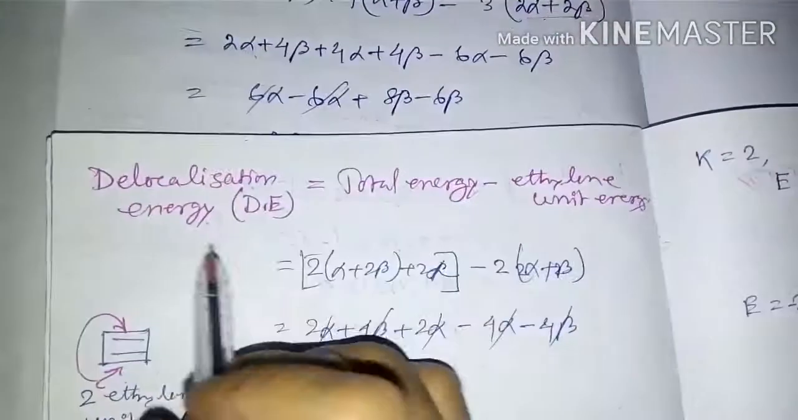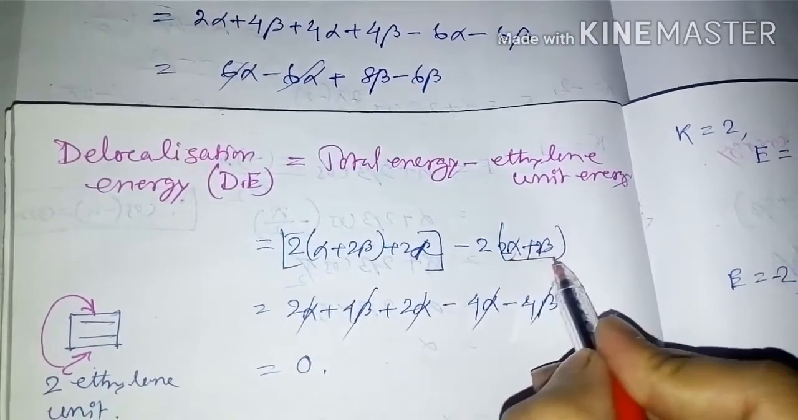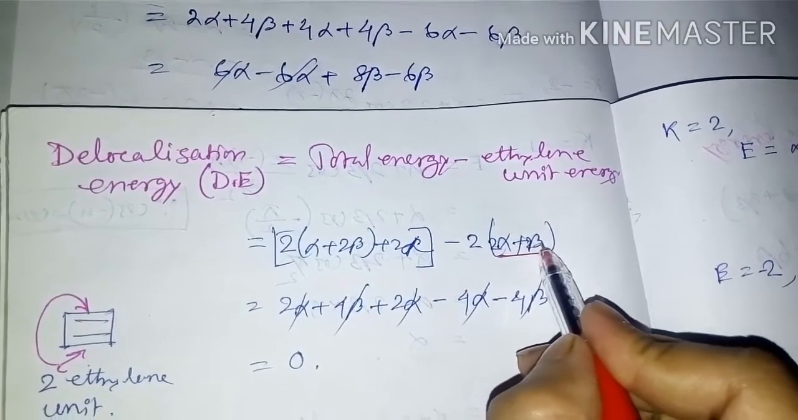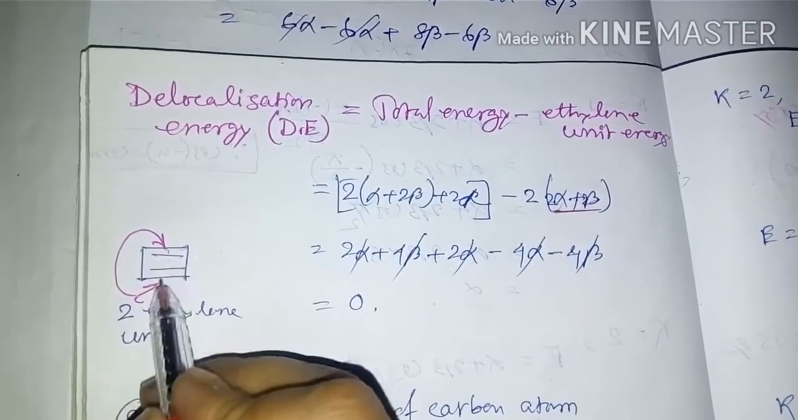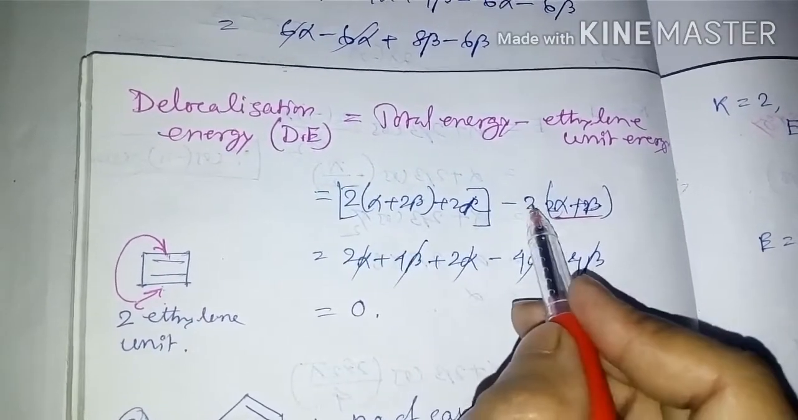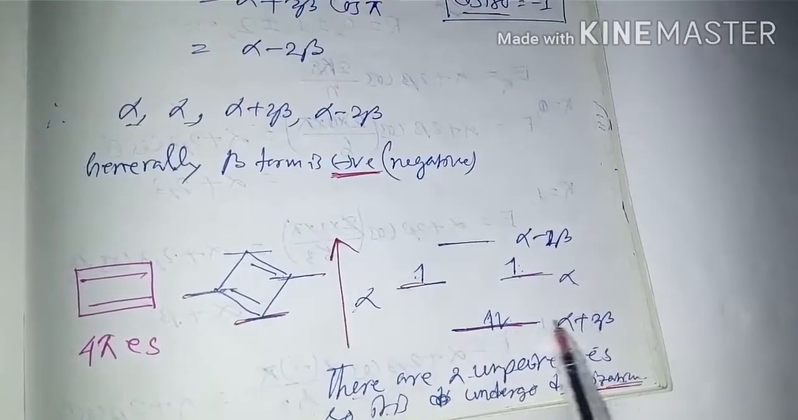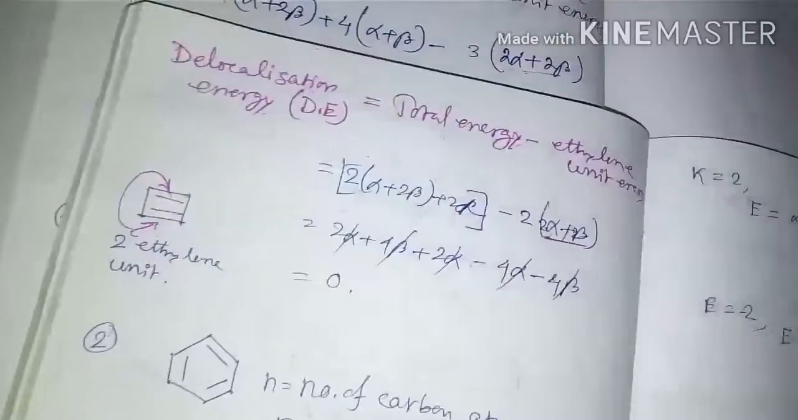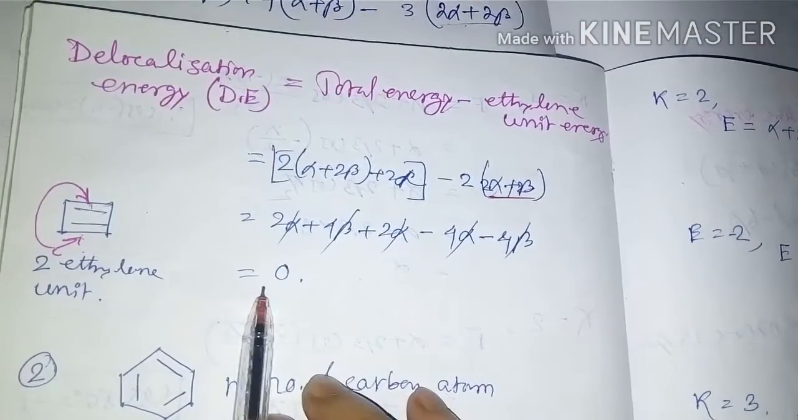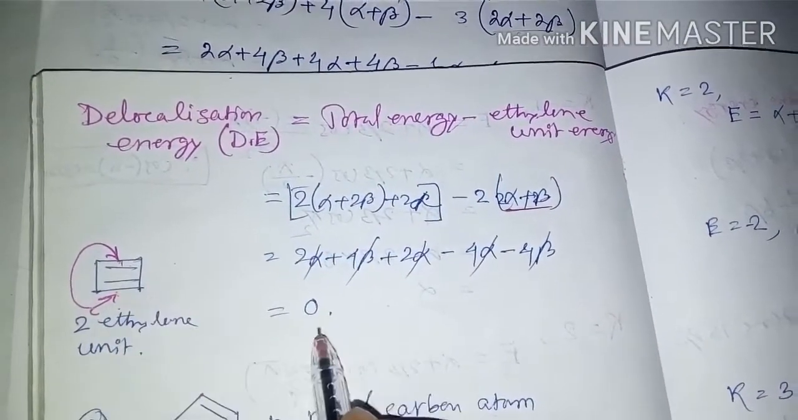Like this. Now delocalization energy: how to find out? The total energy minus the ethylene unit. The ethylene unit, you know, is 2 alpha plus 2 beta, this is fixed. Now how many ethylene units? See, 1 2, so 2 pi bonds, then 2, and this is the total energy: 2 into this part and 2 into this alpha. So like this, it equals 0. So the delocalization energy here is 0.